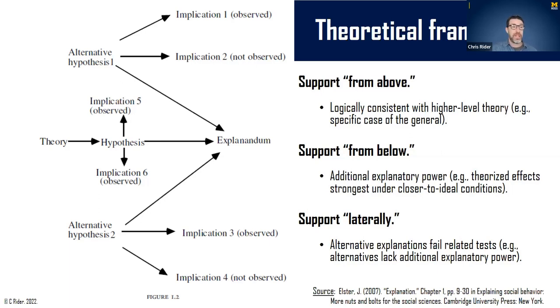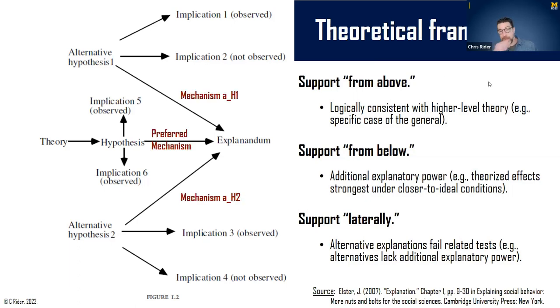Now, there's also lateral support. And this is what I think is most helpful and most often neglected in strategy research, which is finding lateral support. And we often treat this as alternative explanations. Here we have alternative hypotheses one and two, which fail related tests. They might explain the explanandum, but the implications are not fully supported, at least not as strongly as our preferred.